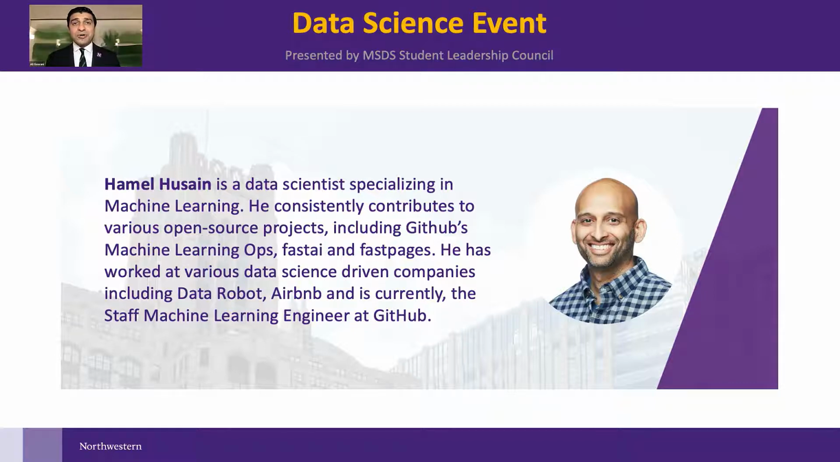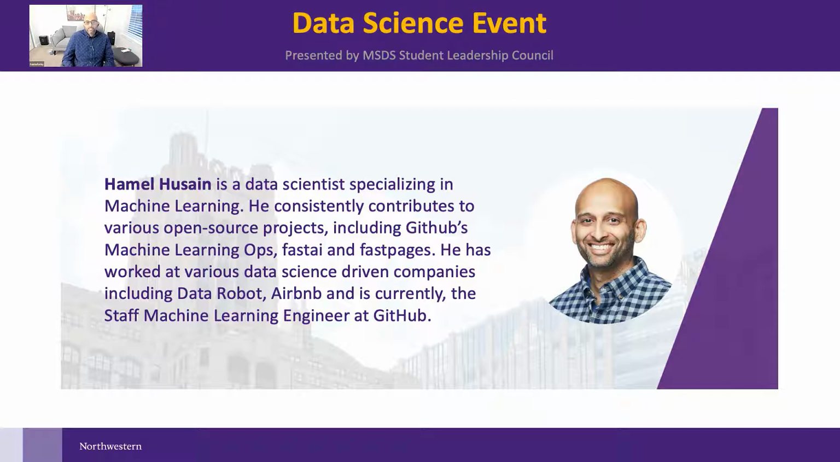We both actually were at SMU doing our undergraduate degree, but his trajectory was much steeper than mine. He went to pursue a law degree at University of Michigan and then wanted to get deeper into mathematics and sciences, and so pursued a master's in data science. From there, he went to work at amazing companies such as DataRobot and Airbnb. Currently, he's at GitHub. His primary focus is to work on open source platforms and projects such as machine learning ops, MLOps, as well as fast.ai and fastpages. Please help me welcome Hamel Hussein.